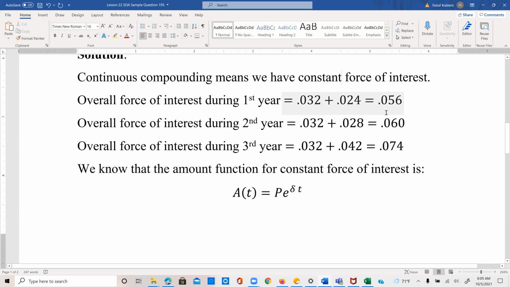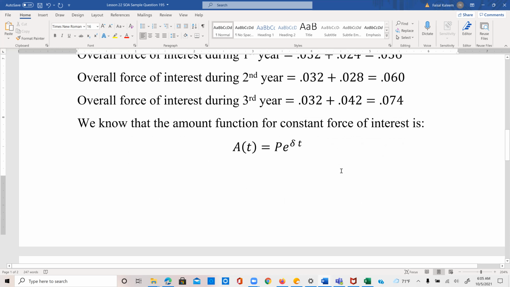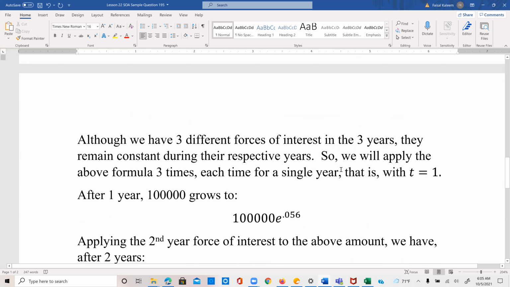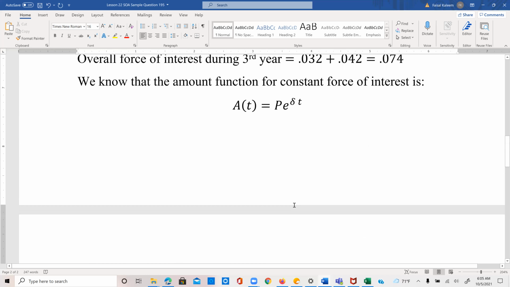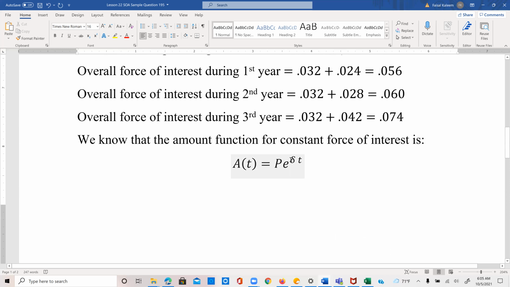So we have varying force of interest over the 3 years, so we will calculate it step by step. After the first year, we will have the principal, 100,000 being the basic borrowing amount. So 100,000 e to the power 0.056 is what we will have at the end of the first year, substituting t equals 1 and delta equals 0.056.